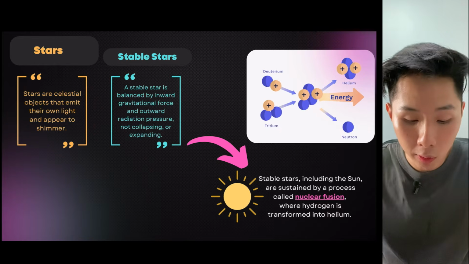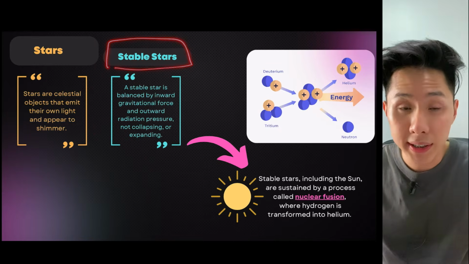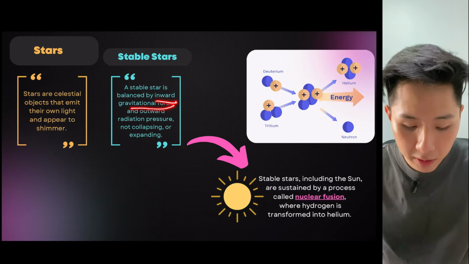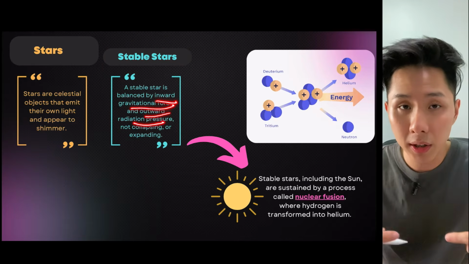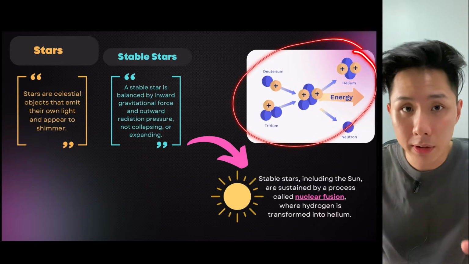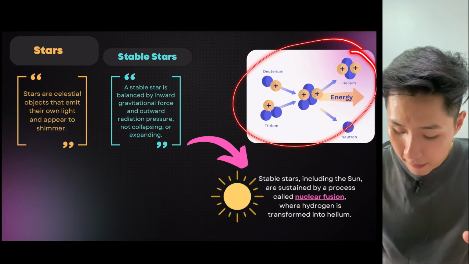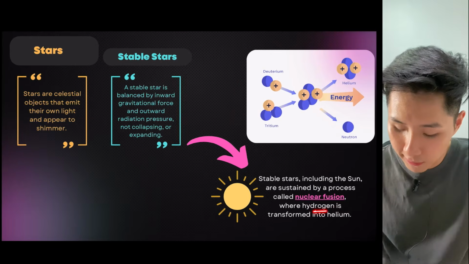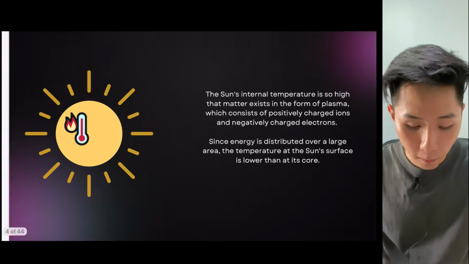And the sun is also called a stable star, which is a star that is balanced by inward gravitational force and outward radiation pressure. We're going to look into that later. But then just a recap here, this is the process that happens in the sun, nuclear fusion. That's when hydrogen is transformed into helium and so on and so forth.